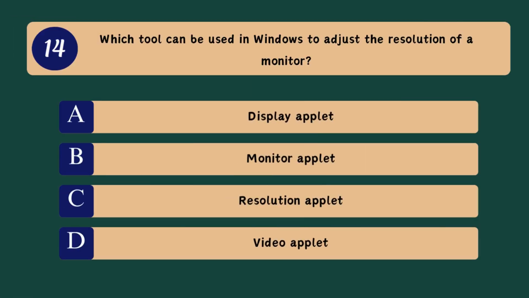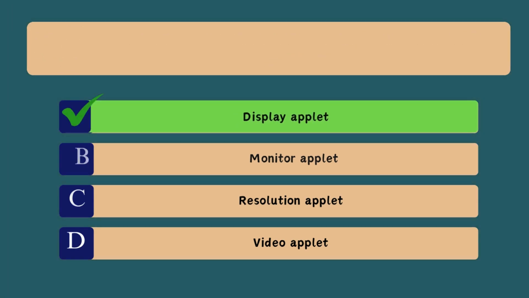Question 14. Which tool can be used in Windows to adjust the resolution of a monitor? A. Display applet. B. Monitor applet. C. Resolution applet. D. Video applet. Correct answer. A. Display applet.